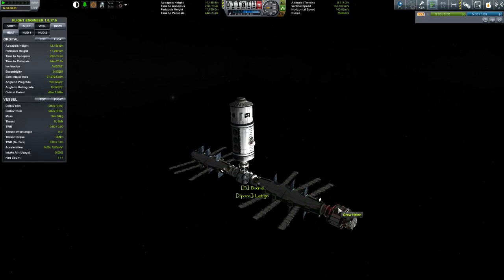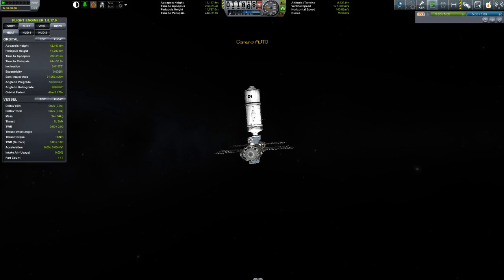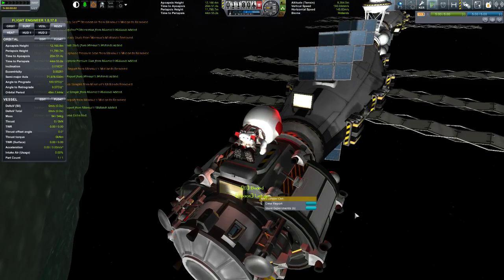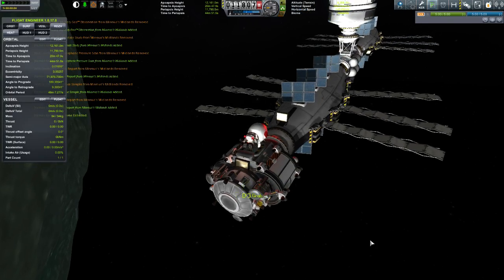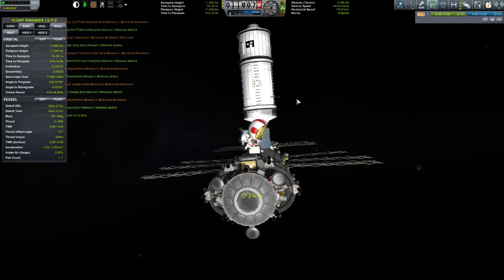Wait, I don't think I selected the right one. Where's Kerman? Here's Kerman. After he takes all of this data, he's going to let go. He's going to turn on his RCS jetpack, and up he goes.